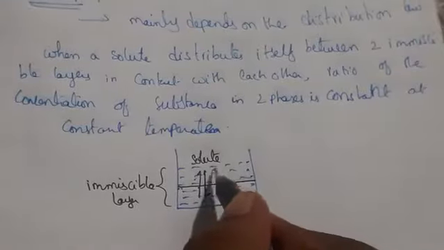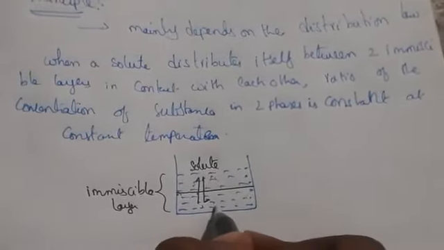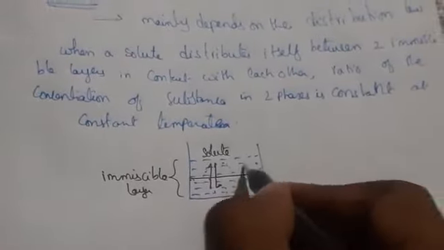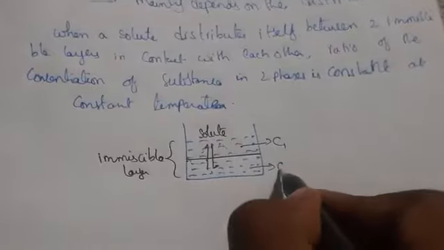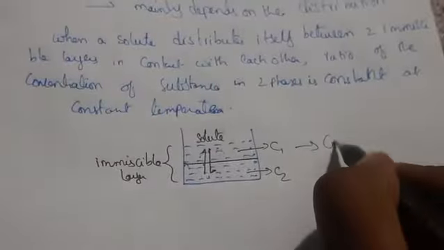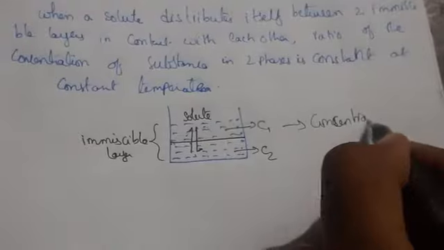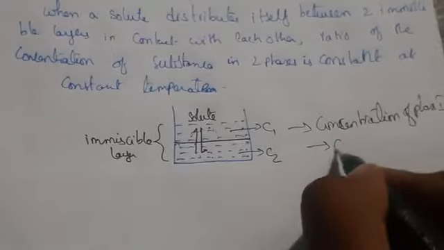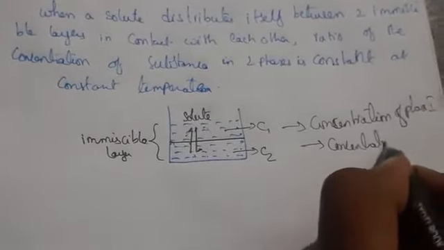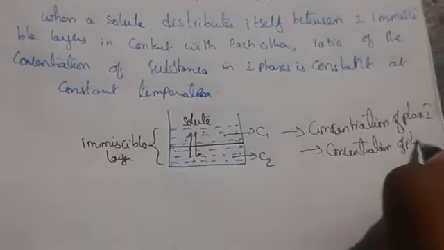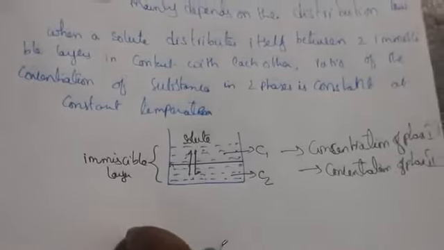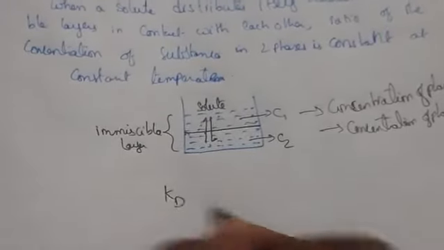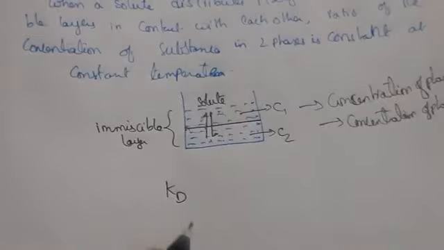So it is interacting with both layers. This is nothing but the distribution law. Let us take this layer as C1 and this one as C2. C1 indicates the concentration of phase 1, C2 the concentration of phase 2. By this we can write the distribution law. The distribution law is denoted by Kd, which is known as the distribution law or distribution constant.